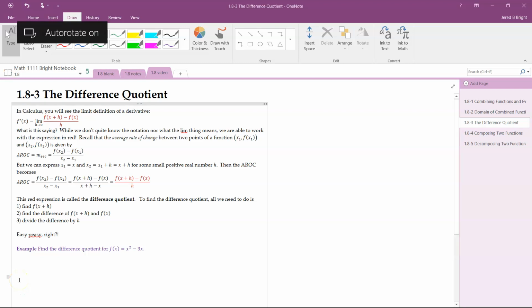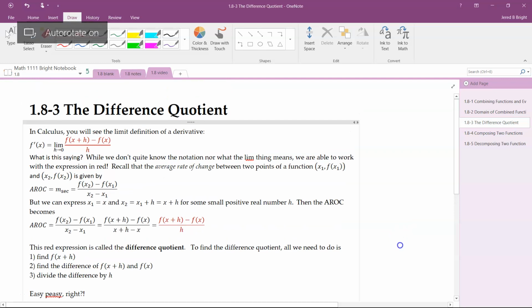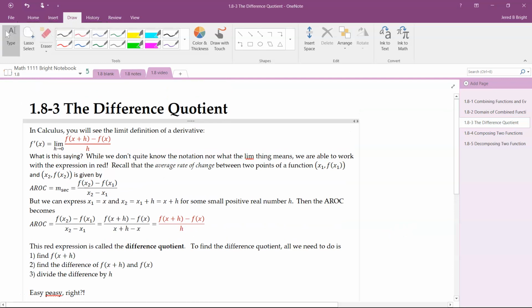Welcome back. So we're gonna do something that's a little tangential, but still related to function combination, and talk about the difference quotient. So you'll see why this pops up in a minute. But the difference quotient actually has a lot of application in calculus.